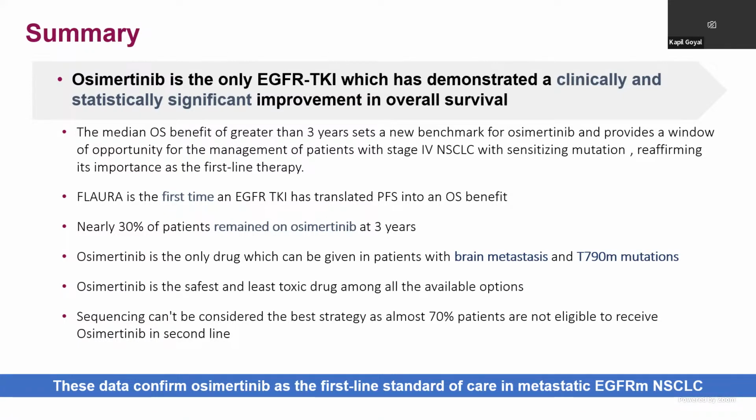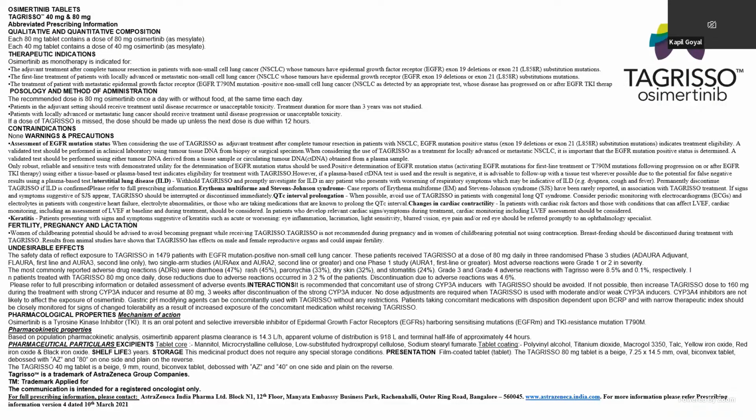And EGFR TKI sequencing is not the best therapy as far as possible. We must consider giving osimertinib in the first line, as we have already seen that only 3 out of 10 patients are able to receive osimertinib in the second line. So osimertinib is the first line standard of care in metastatic EGFR mutated NSCLC.